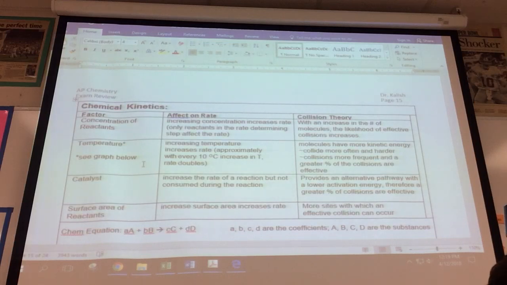And the other thing is you want the molecules to be oriented properly, because if the right atoms within the molecules don't collide with one another, regardless of the force, you will not get an effective collision. Anything that increases the likelihood of an effective collision will increase reaction rate.